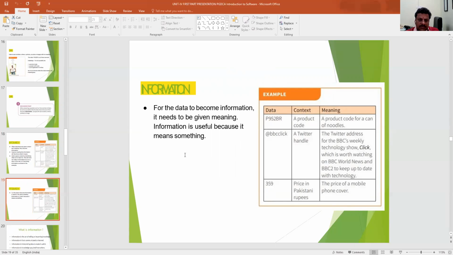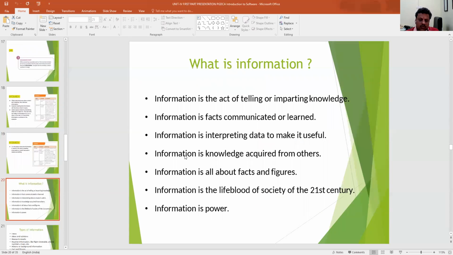Now, for data to become information, it needs to be given meaning. Information is useful because it means something. So, what actually is information? Information is an act of telling or imparting knowledge. Information is facts communicated or learned. Information is interpreting data to make it useful.